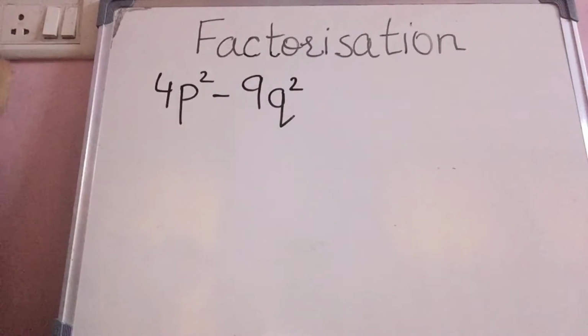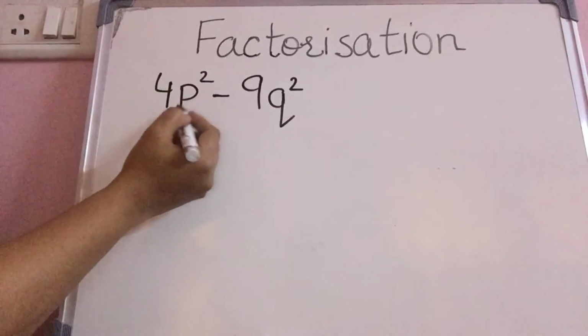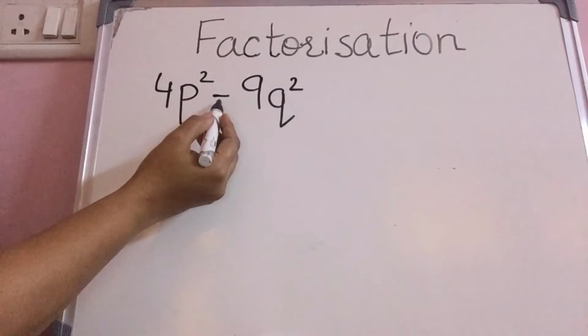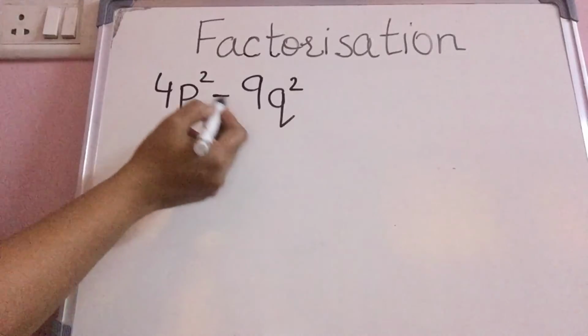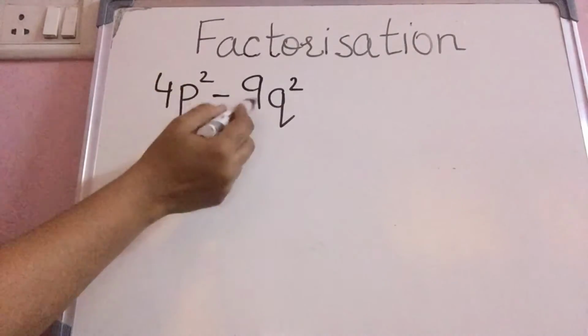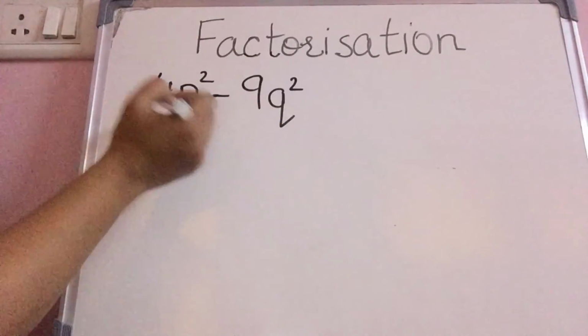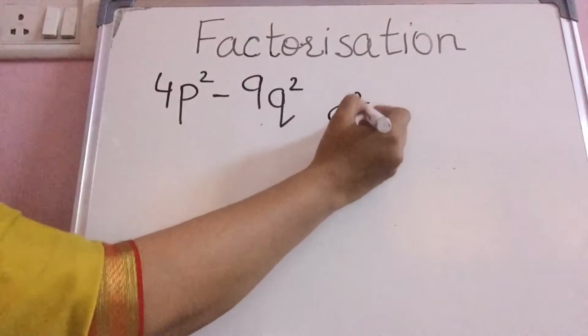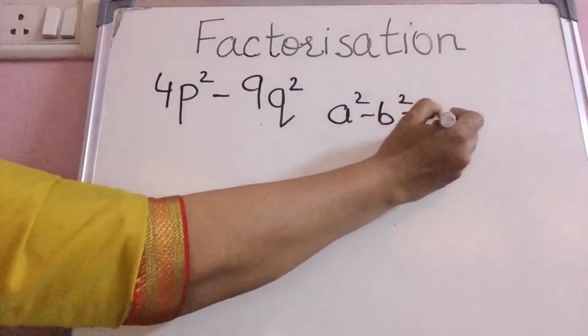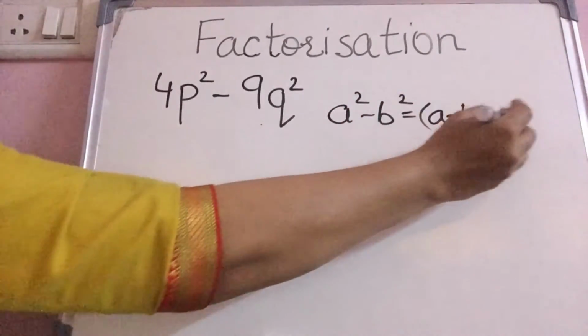Now in this question, we have 2 terms and a minus sign. It means we have to use the second or third identity. In the second identity, we should have 3 terms. But as we have 2 terms, we will be using the third identity. The third identity is a square minus b square is equal to (a minus b) and (a plus b).